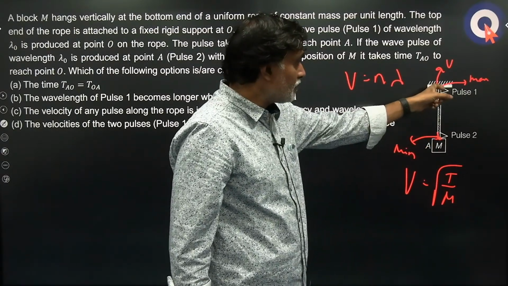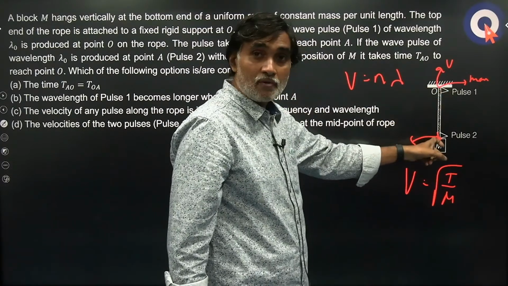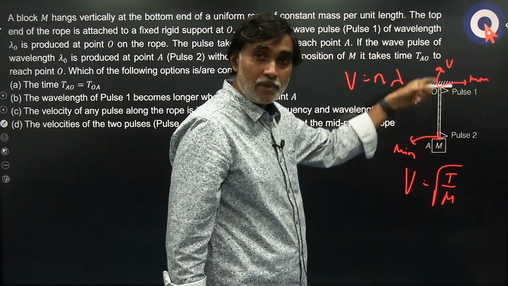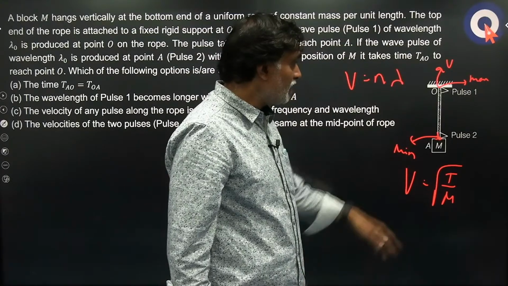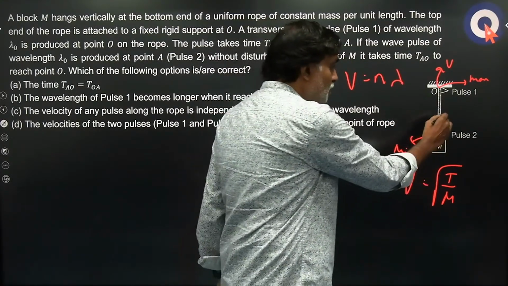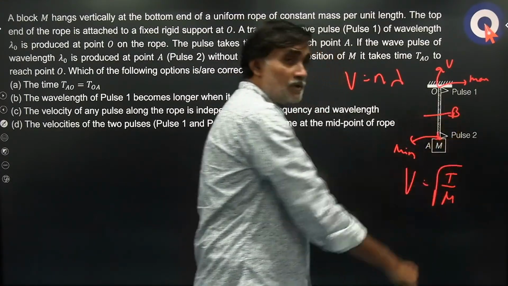So the time taken by this pulse from O to A will be equal to the time taken by this pulse from A to O. But will they cross at the midpoint? Let us say the midpoint is B. Will they cross at the midpoint?